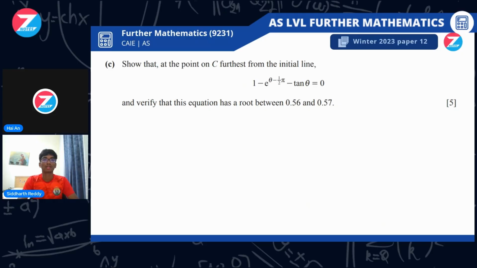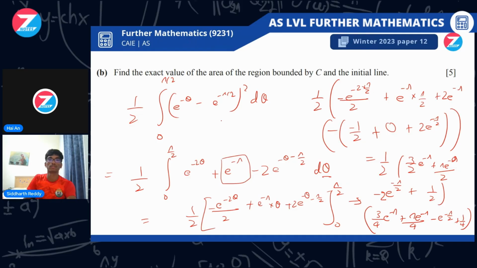Okay, so show that at the point of C furthest from the initial line, 1 minus e to the theta minus pi by 2 minus tan theta is equal to 0. Okay. So furthest from the initial line means dy by d theta is equal to 0. That's the condition. So dy by d theta. So first let's find out what's y.